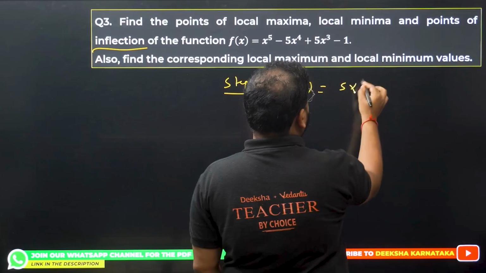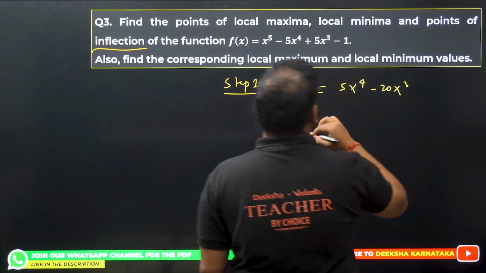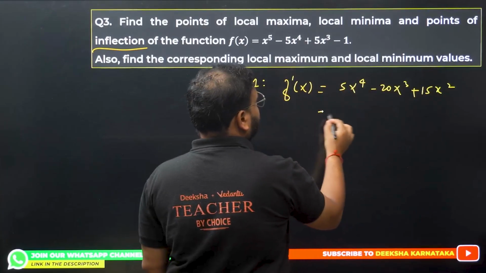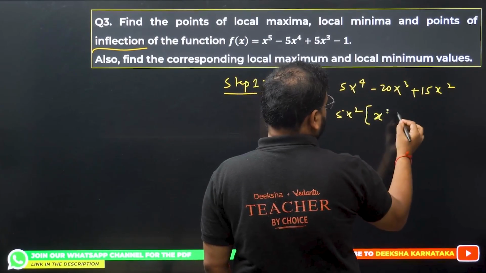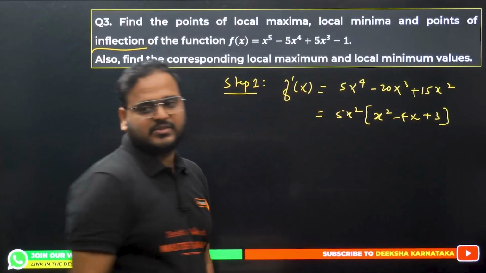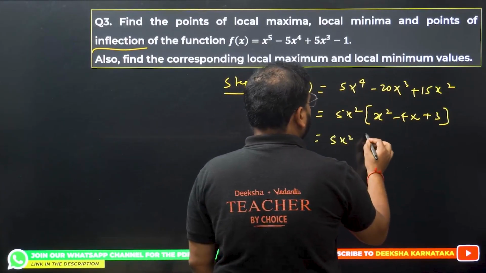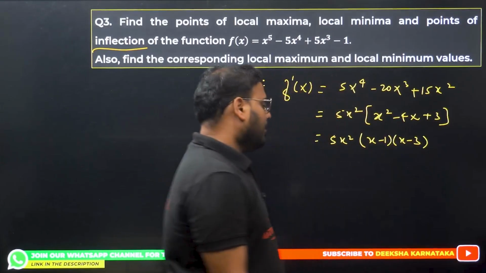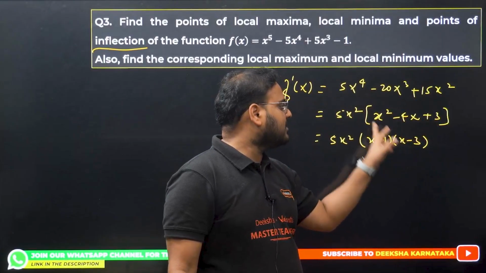So 5x power 4 minus 20x power 3 plus 15x square. We can take something common over here, right? Take 5x square common. We get here x square minus 4x plus 3. Rest is factorization. You get x minus 1 and x minus 3. Please cross check. Minus 1 into minus 3 is plus 3. Minus 3x minus x becomes minus 4x and x into x is x square.